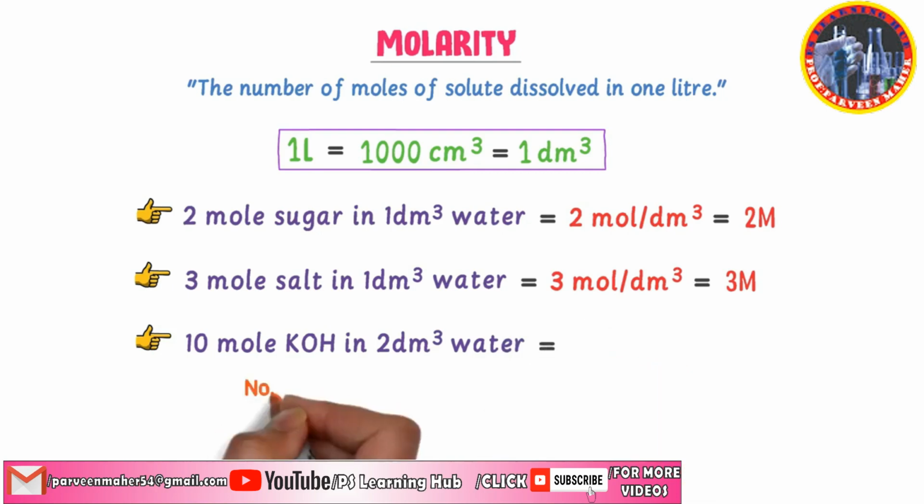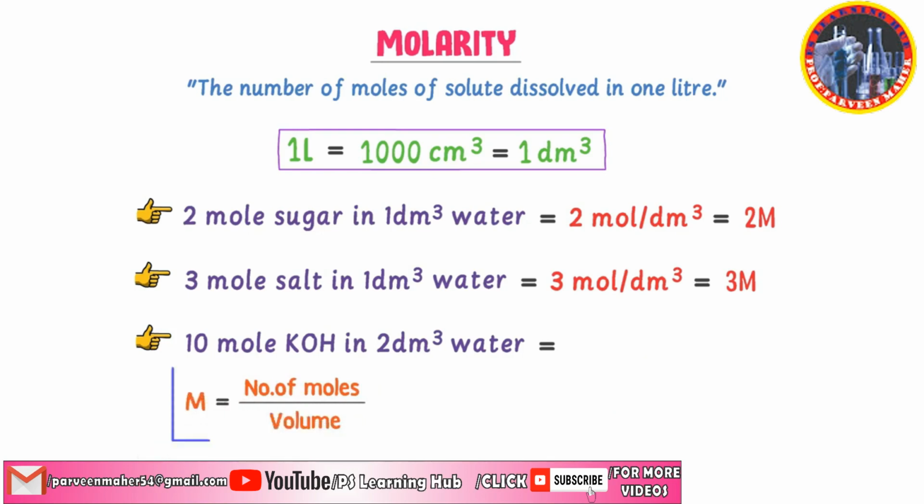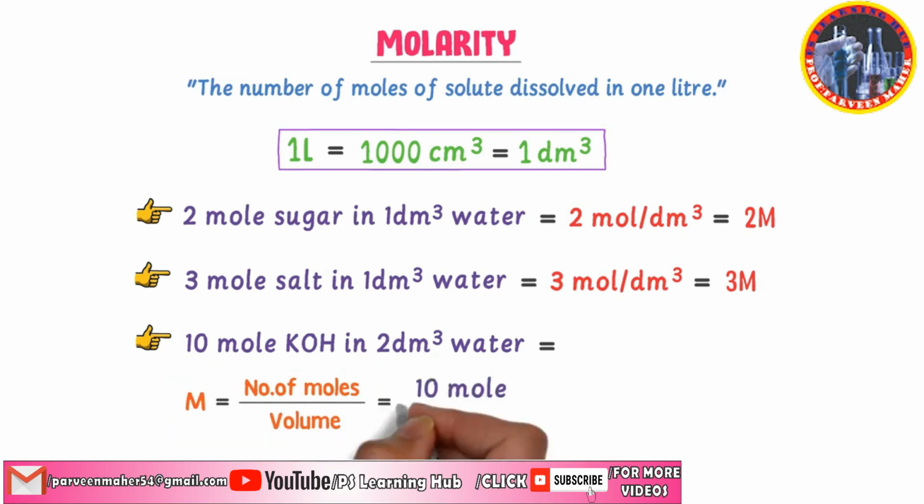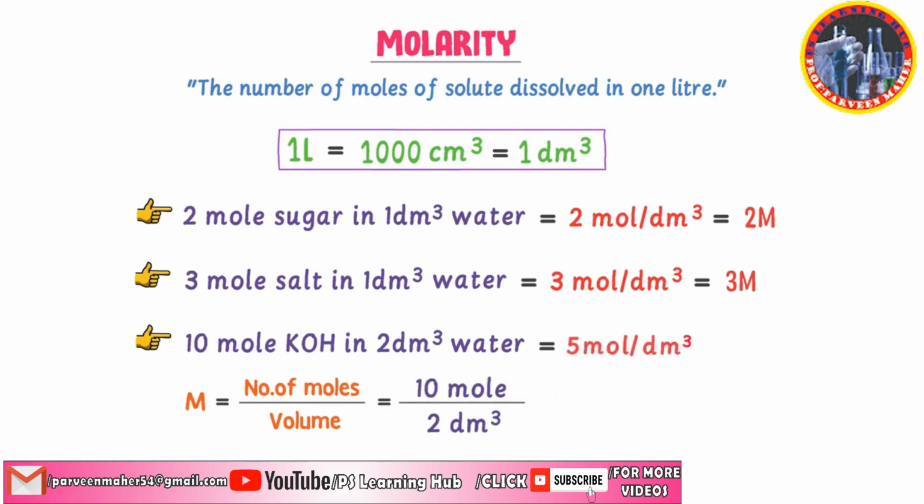Well, we divide the number of moles by the volume of solution. So the formula of molarity is number of moles divided by volume. Our 10 moles upon 2 dm cube is equal to 5 mole per dm cube, or we just write 5M. Thus, in this way, we can easily calculate the concentration of a solution.